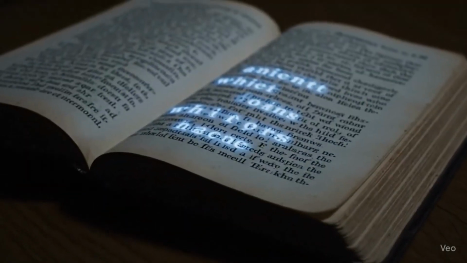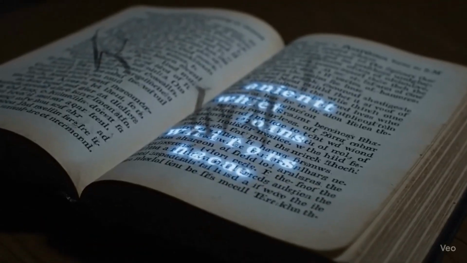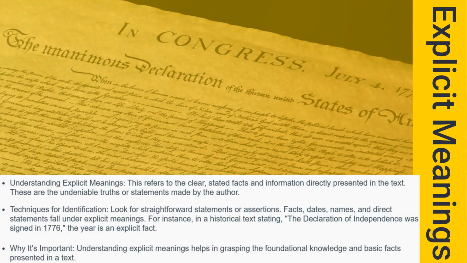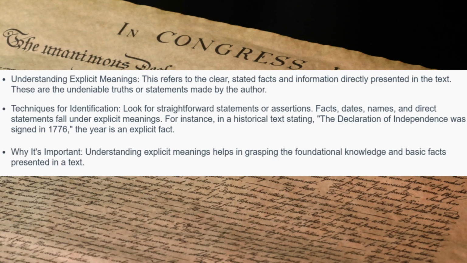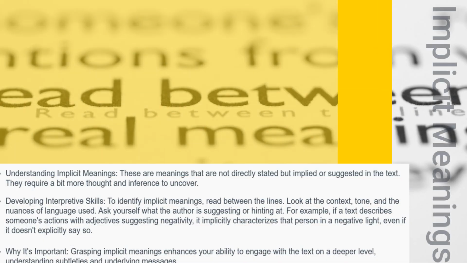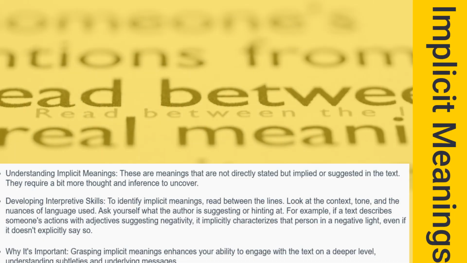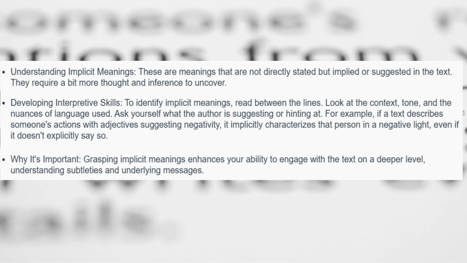Now for the real detective work, finding the meaning. There are two kinds of clues. First, you have explicit meanings. These are the easy ones. They are stated directly in the text. The Declaration of Independence was signed in 1776. It's a fact, right there on the page, no debate. But the real treasure is in the implicit meanings. This is what the author suggests or hints at, without saying it directly. You have to read between the lines. Pay attention to the tone, the word choice, the way they describe things. This is how you uncover the subtle messages hiding just beneath the surface.